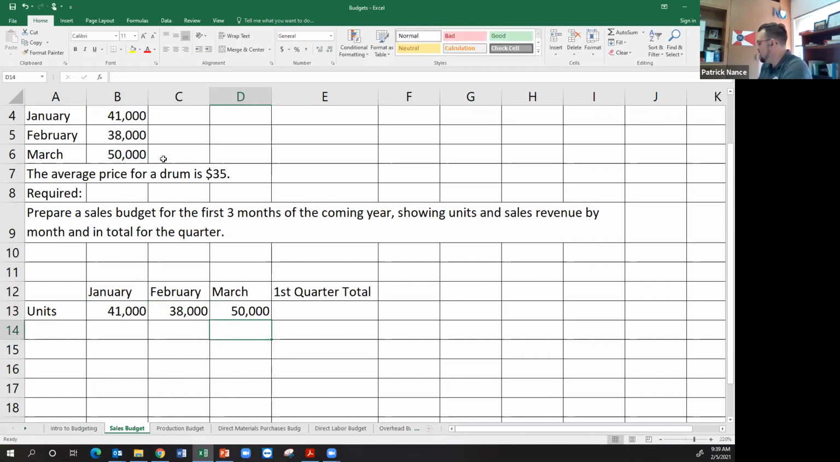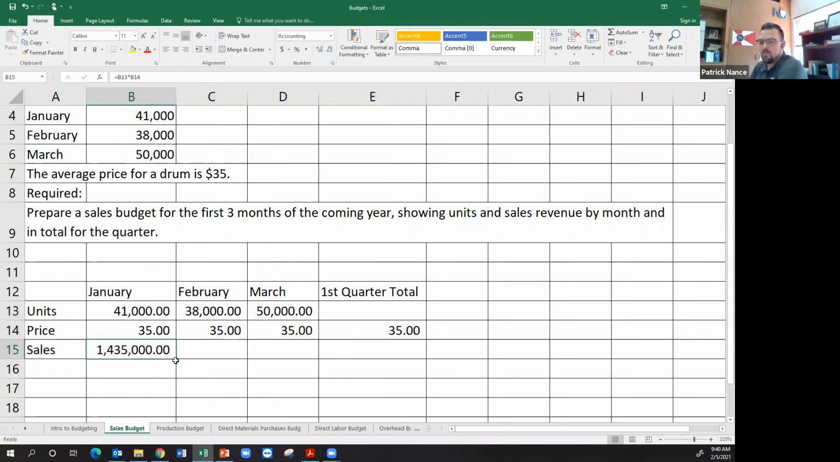And so when we're trying to figure out the overall budgeted sales, we're talking about budgeted revenue. Now we need to figure out what the average price is, and it's given. So the price is $35. Okay, so now I can figure out my sales by simply taking the number of units times the sales price. And so now I can get what my sales numbers are going to be. 1.4 million.